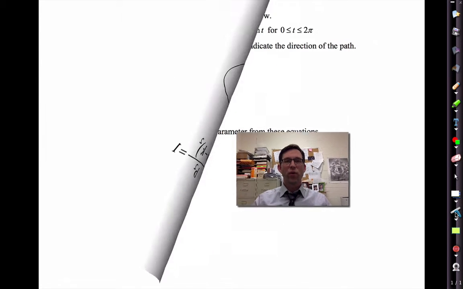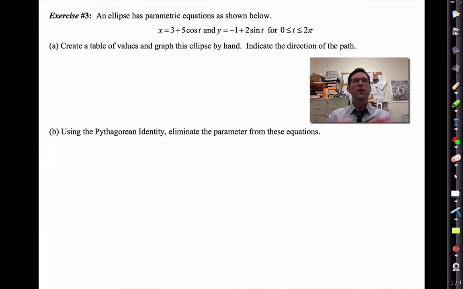All right, so let's play around a little bit with ellipses, see what we can do with them in parametric form. Now, in exercise 3, I say this thing's an ellipse. x = 3 + 5 cosine t and y = -1 + 2 sine t. I bet you can already figure out why it's an ellipse and not a circle. But let's play around with this exactly the way that we did before.